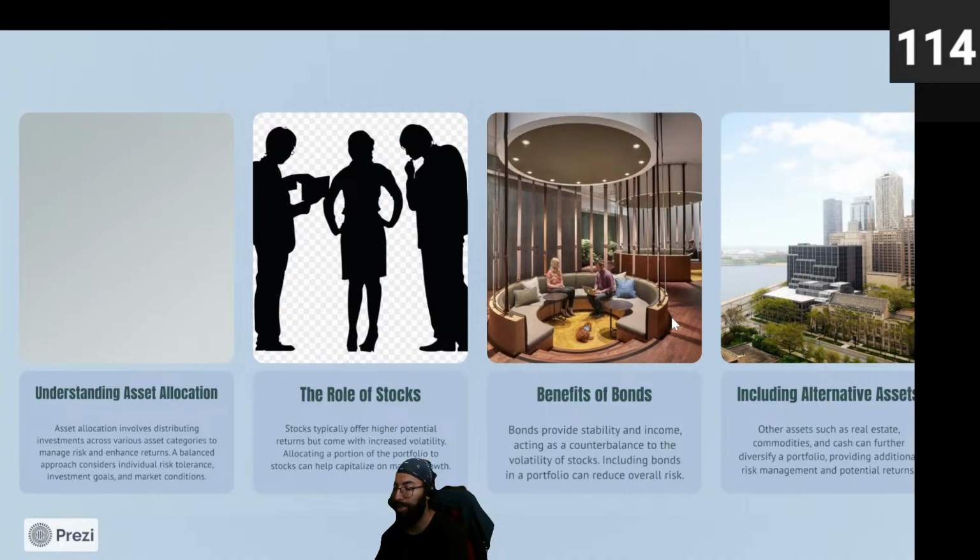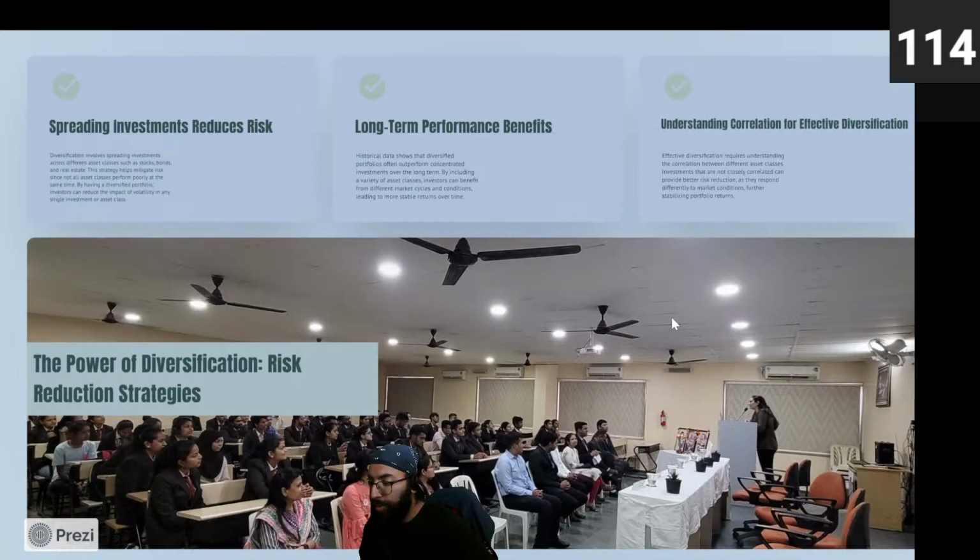You can understand correlation for effective diversification. This requires understanding the correlation between different asset classes. Investments that are not closely correlated can provide better risk reduction as they respond differently to market conditions, which further stabilizes portfolio returns. So we have the power of diversification, risk reduction strategies. So you can spread the, oh, this we already went through. It's just going into it in more depth. Okay, what do we have next?